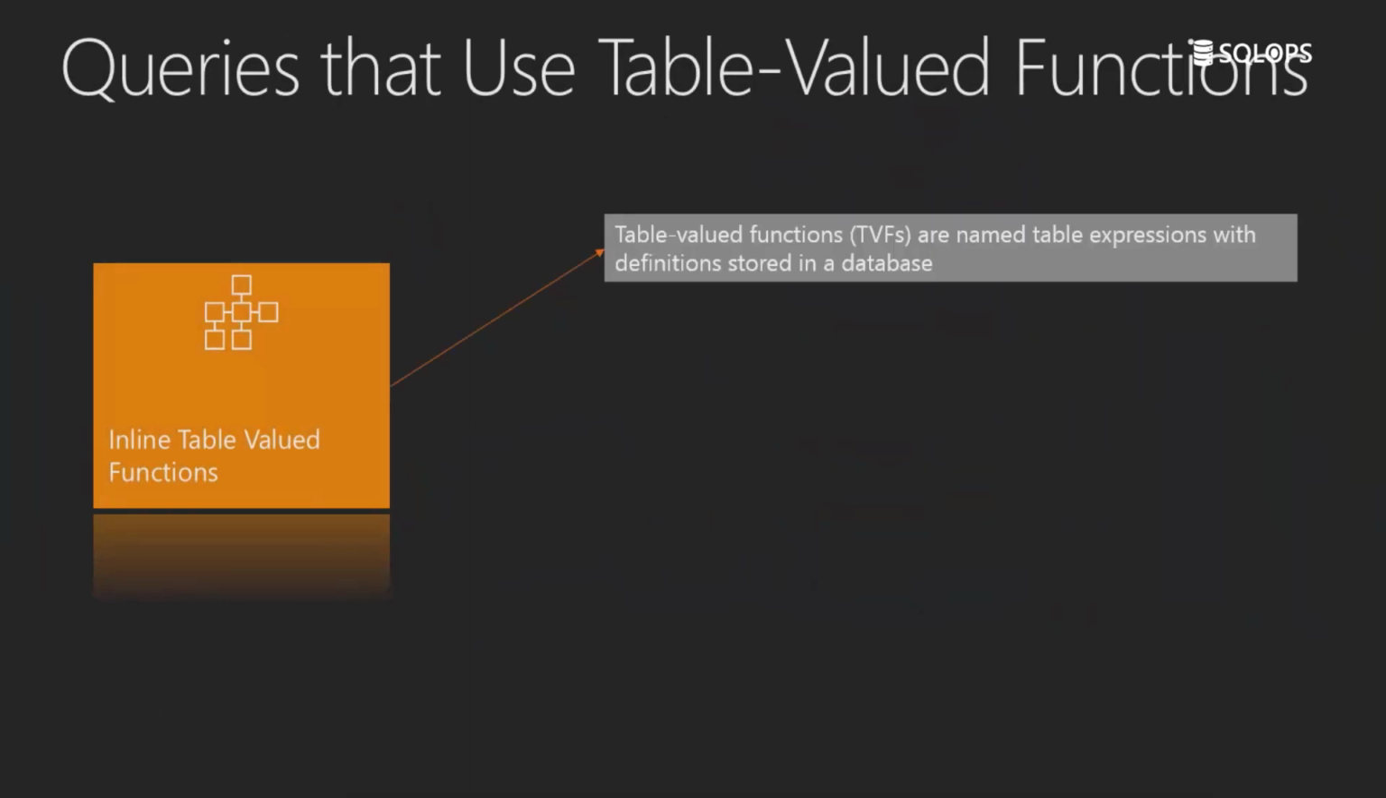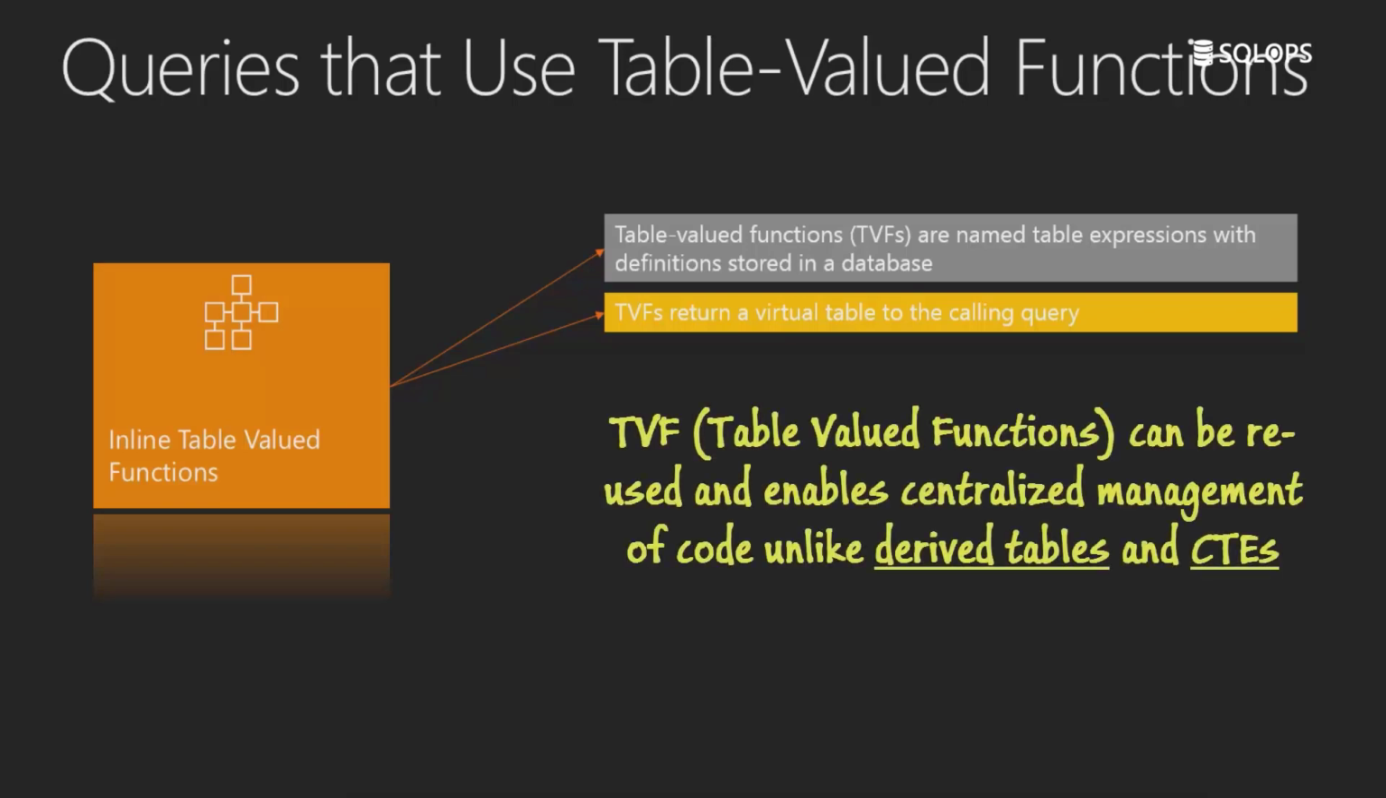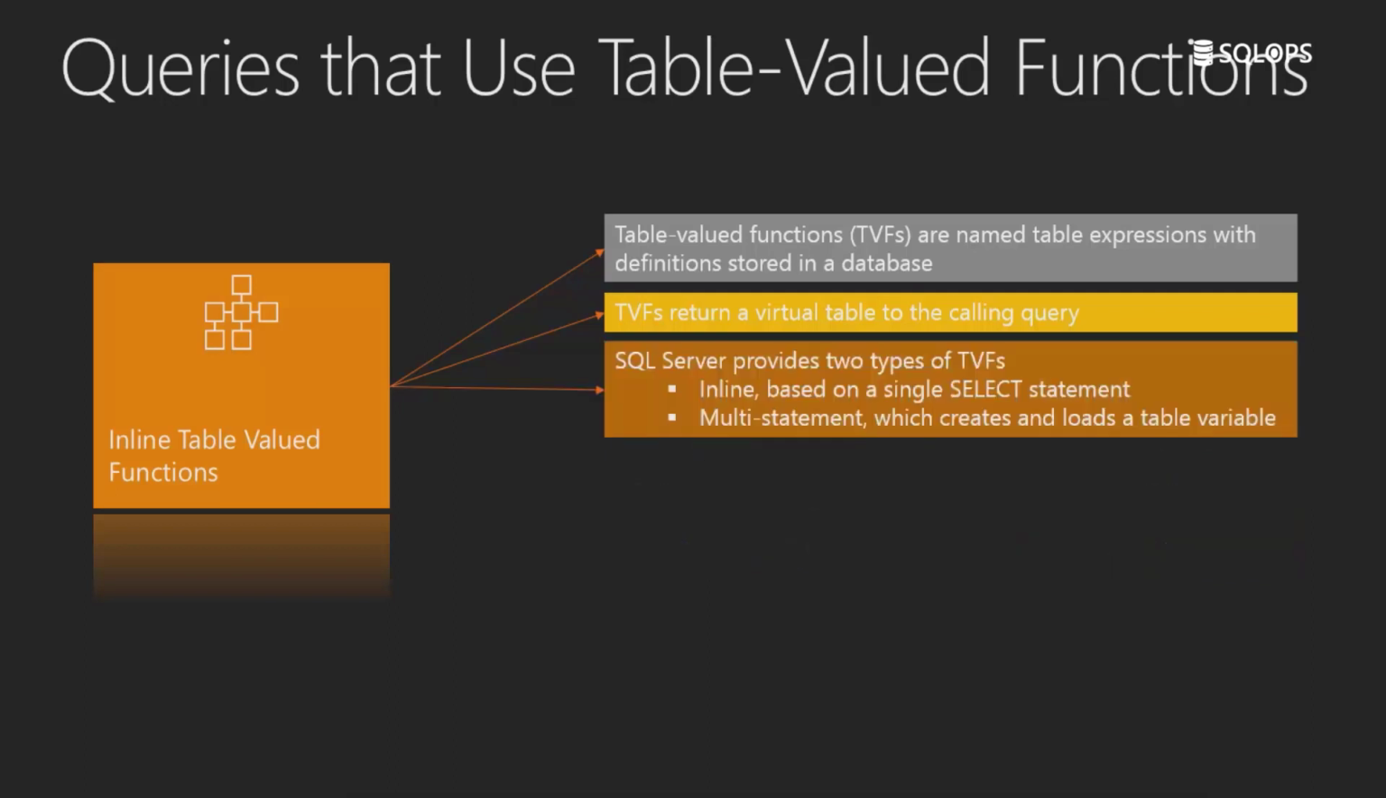Like a view, the definition of a table-valued function is stored as a persistent object in a database. An inline table-valued function encapsulates a single select statement returning a virtual table to the calling query. And since table-valued functions are stored in a database, this enables reuse and centralized management of code in a way that is not possible for derived tables and CTEs. SQL Server provides two types of table-valued functions: inline, which is based on a single select statement, and multi-statement table-valued functions, which create and load a table variable.